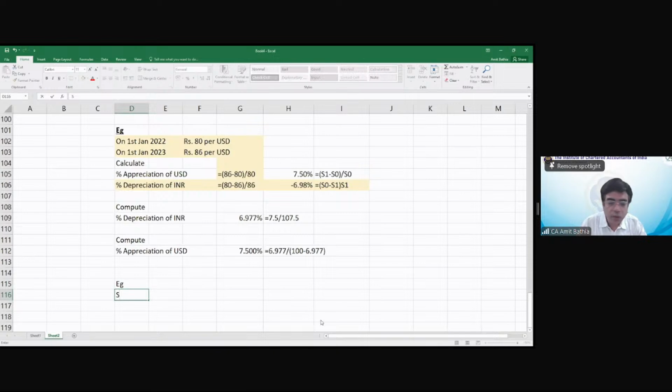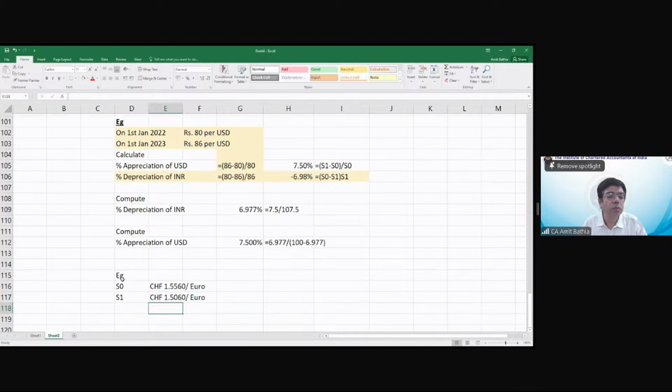Example. So my spot rate is CHF 1.5560 per euro, and the new rate is 1.5060. Now you have to calculate.